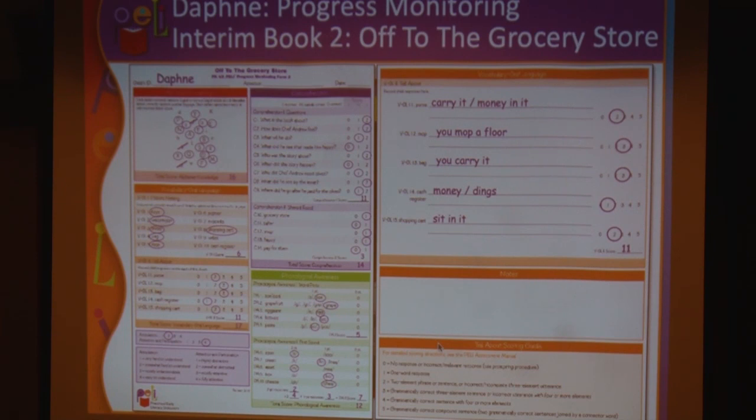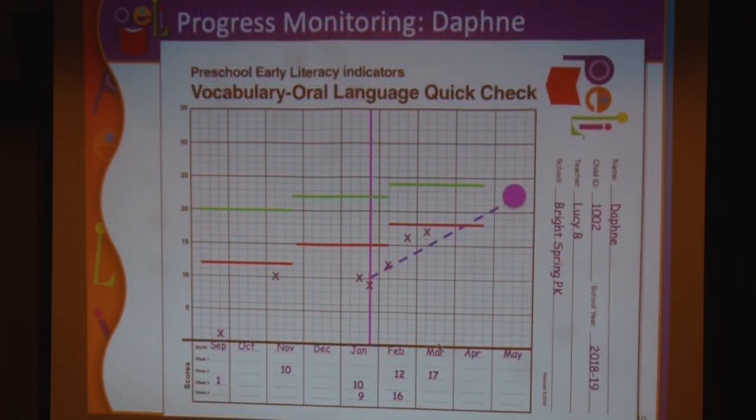It's middle between spring and end of the year. She also had low skills in phonological awareness and alphabet knowledge. She was low across the board. We're going to give her another book. Here's how she does, and you can see how she did on all of the measures, including the vocab oral language. And then we bring her back and you look at her data and she's on track, right? So that's just an example of use of the quick checks and what that might look like for Daphne.